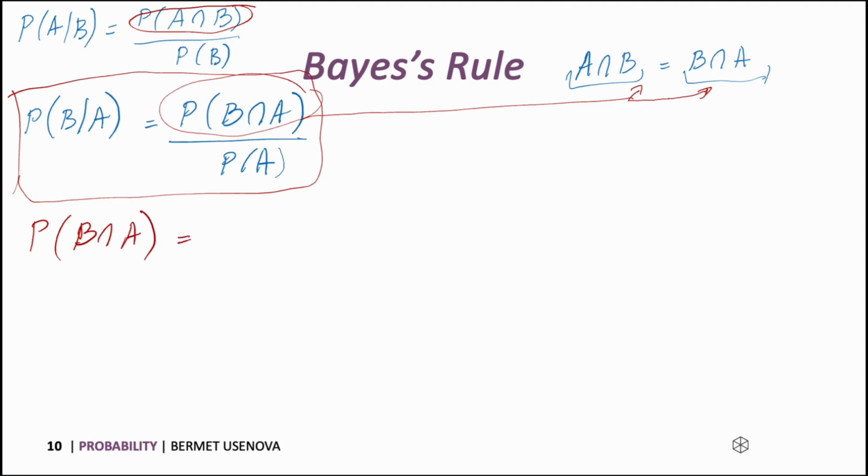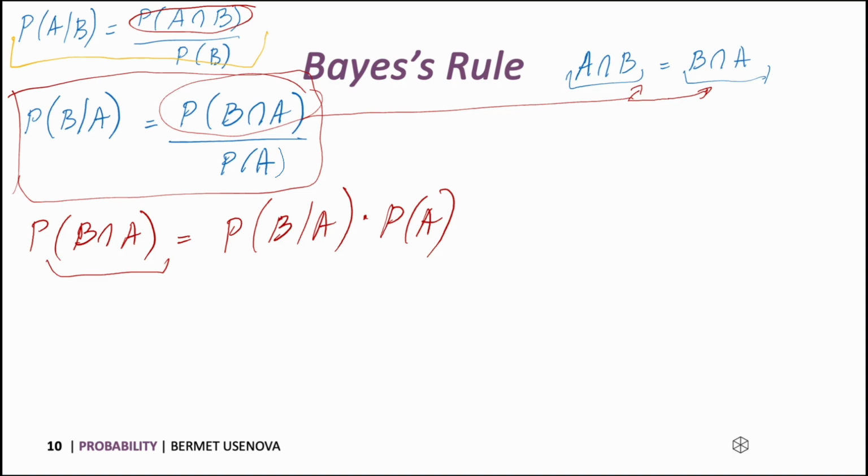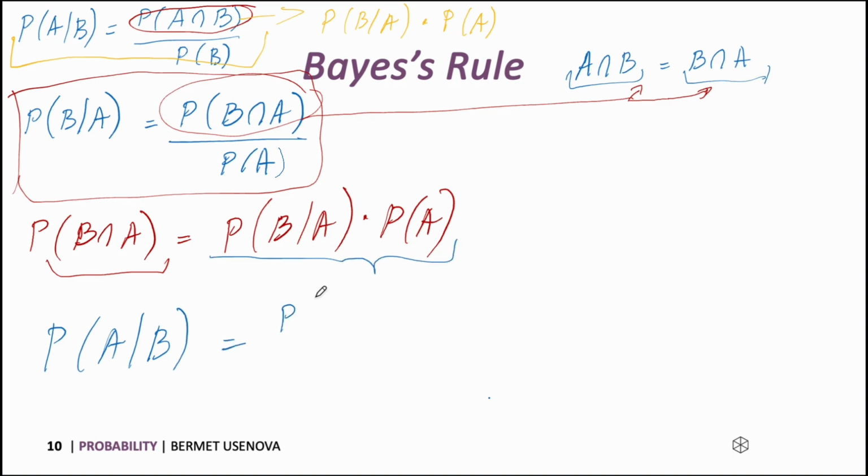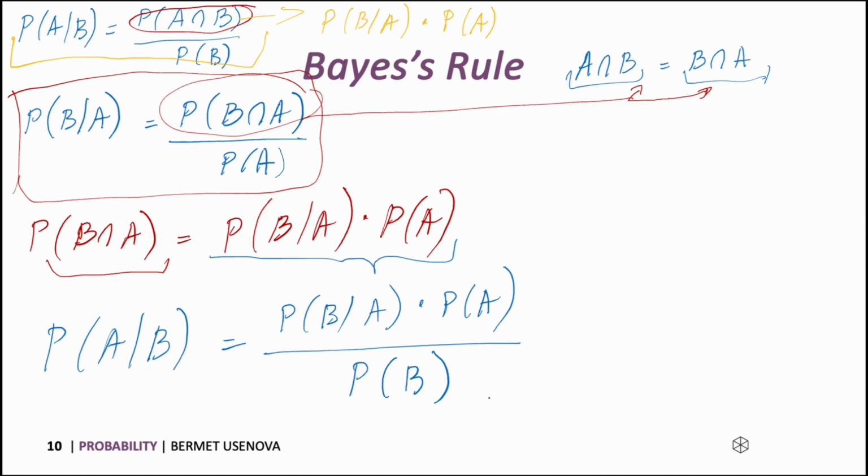If we rewrite it, then we will see that in order to find this piece of information, we need to multiply the probability of B given A by the probability of A. Thus, if we rewrite the main formula here by replacing this with this one, we'll get the probability of A given B. So we put this one here. So it's the probability of B given A multiplied by the probability of A and divided by the probability of event B. So this is the Bayes rule.